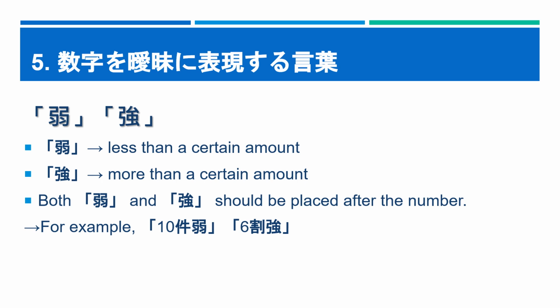On the other hand, 弱 is very useful when referring to a number slightly less than a certain amount, while 強 can be used when referring to a number slightly more than a certain amount. Both 弱 and 強 should be placed after the number. For example, you can say 10件弱 or 6割強.